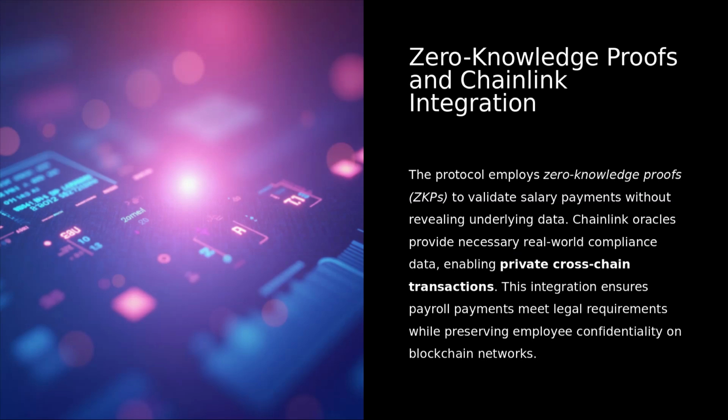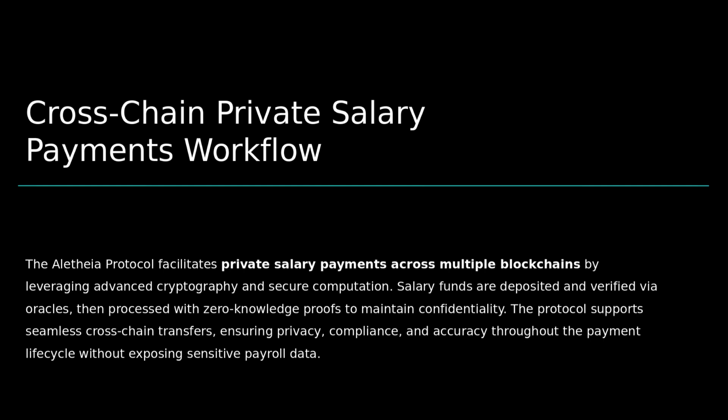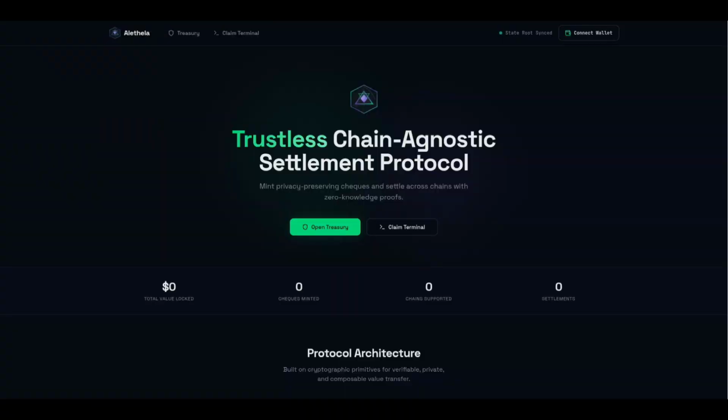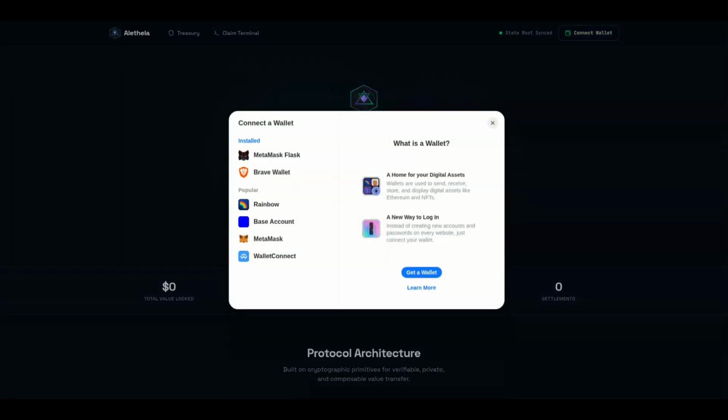But the real magic happens with Chainlink custom runtime environments, or CRE. This allows us to move heavy privacy and compliance logic off-chain into secure, decentralized oracles. By using CRE, we can use zero-knowledge provers and TEE-based compliance checks that are too complex for a standard smart contract, while maintaining the same level of cryptographic security. So let me just show you a demo.